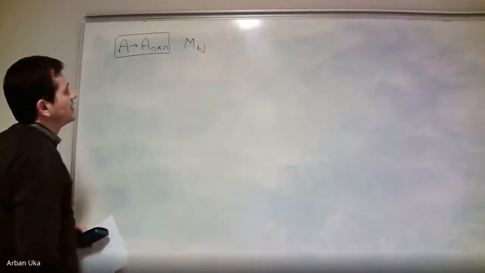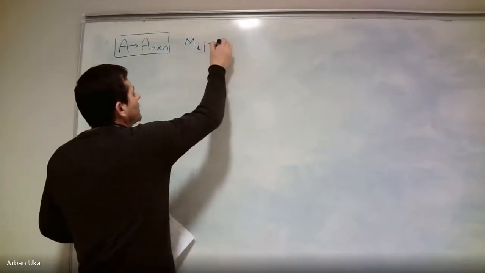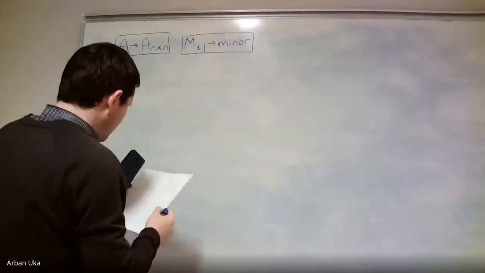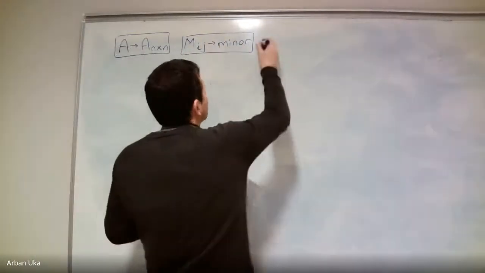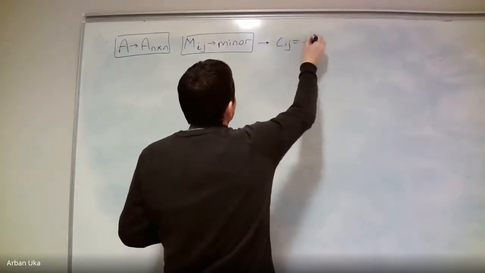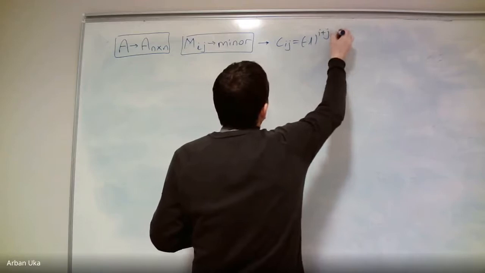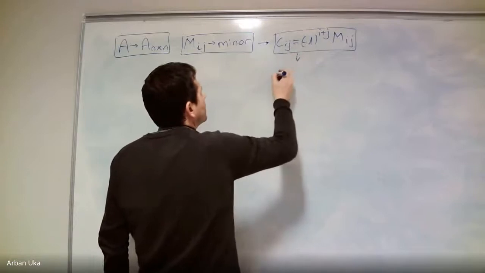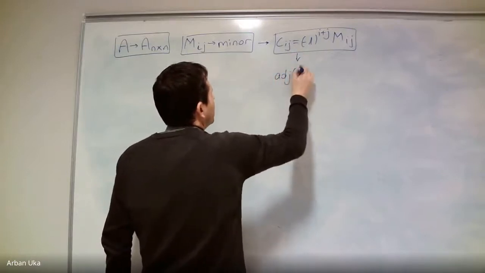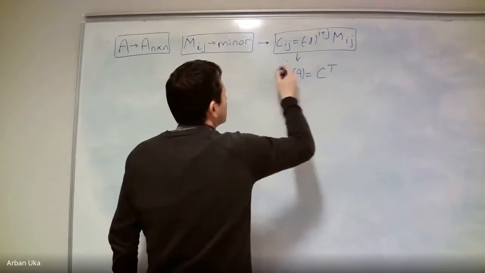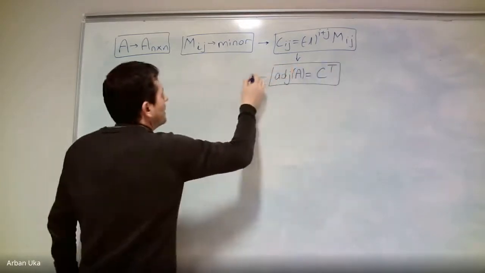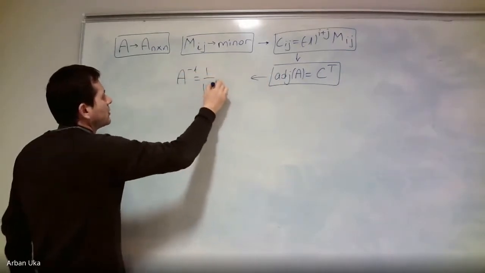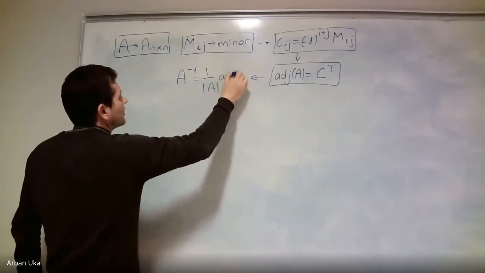So for any matrix A, we can define a matrix Mij, which is called the minor matrix. Okay, the minor. And for any minor matrix, we can define then a cofactor Cij, which is minus 1 to the power i plus j times Mij. So this is the cofactor. And then from the cofactor, we can define an adjoint of A, which is equal to cofactor matrix transpose. And from here, we can define the A inverse. This is equal to 1 over the determinant of A times the adjoint of A.